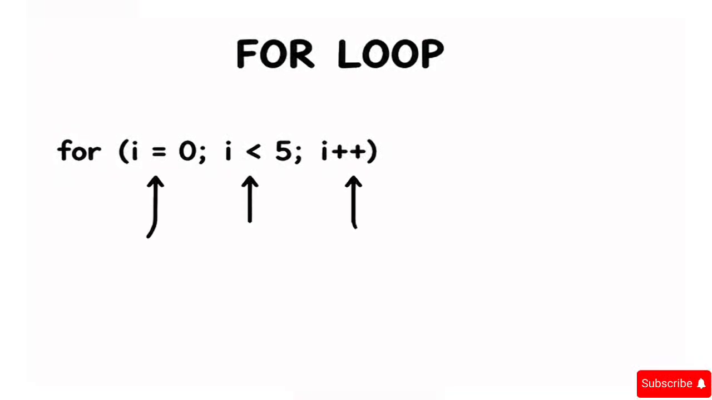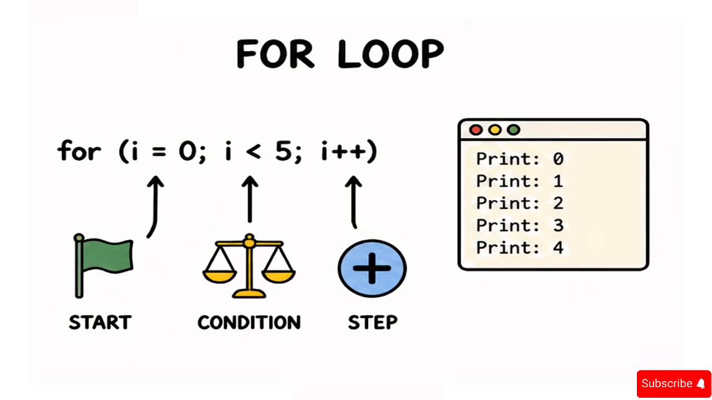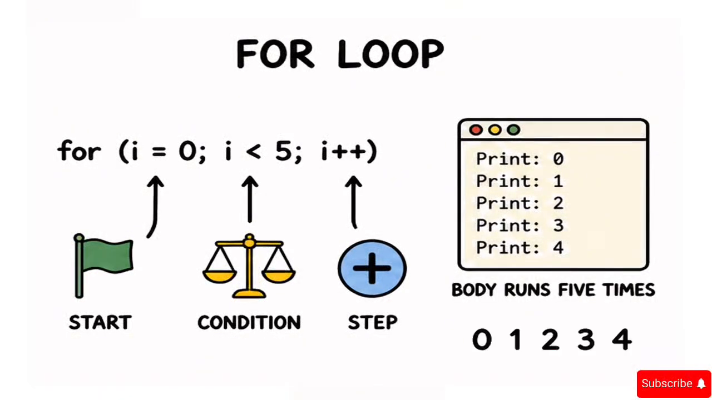It has 3 parts: start, condition, and step. Start sets I to 0. Condition checks I less than 5. Step adds 1 to I. The body runs 5 times, printing each value.